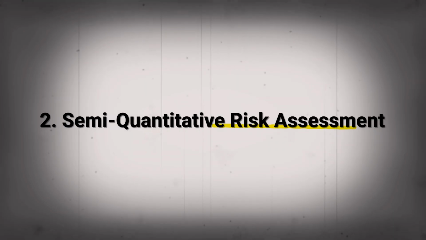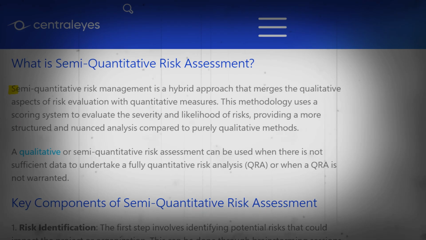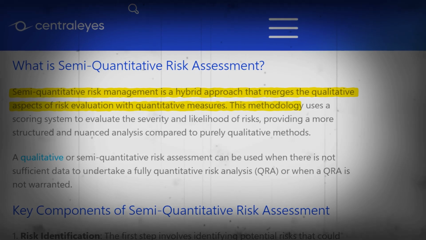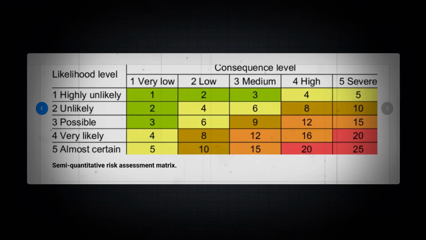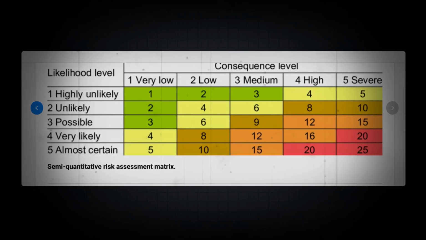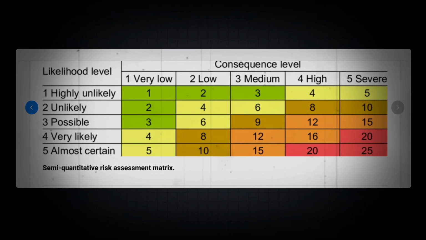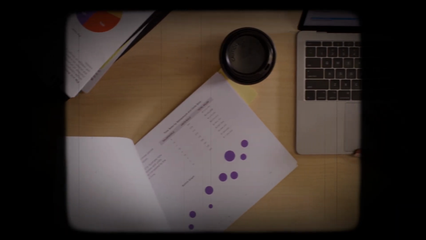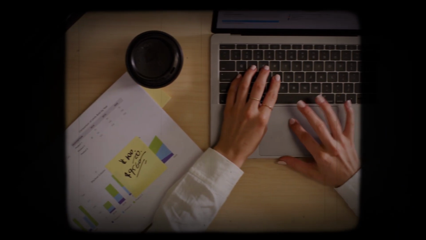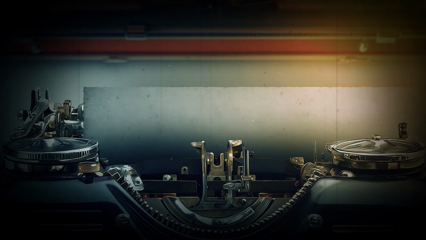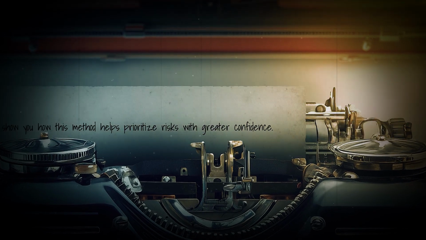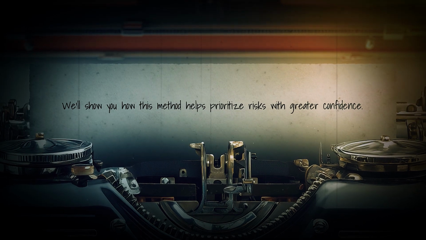2. Semi-quantitative risk assessment. This method takes things a step further. Instead of just labeling risks, it assigns numbers, usually 1 to 5, to likelihood, severity, and sometimes other risk factors. You can add weights to give more importance to certain criteria and calculate a risk score. It's more detailed, less subjective, and still manageable using tools like Excel. We'll show you how this method helps prioritize risks with greater confidence.